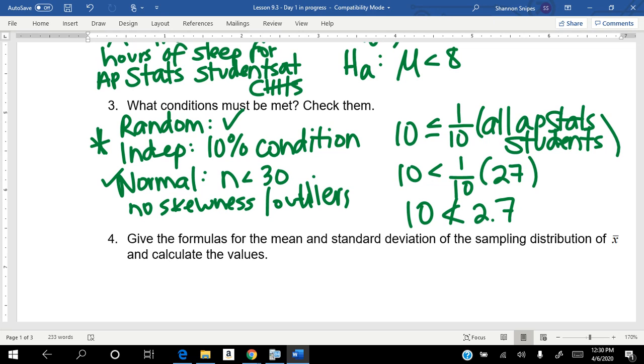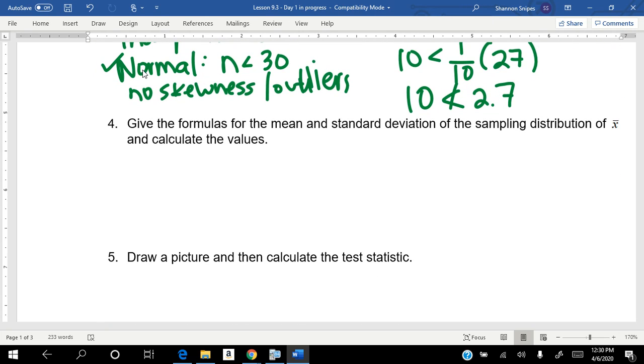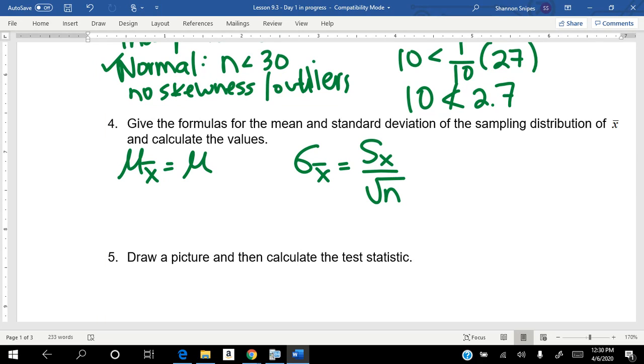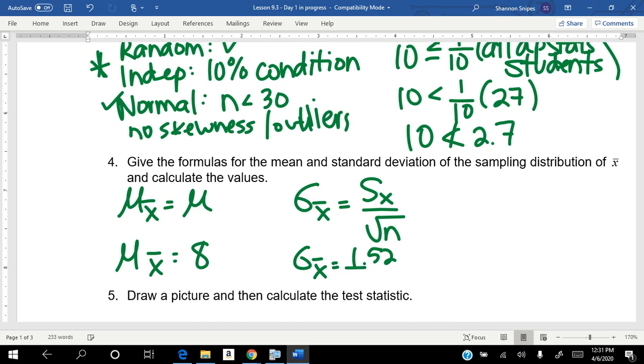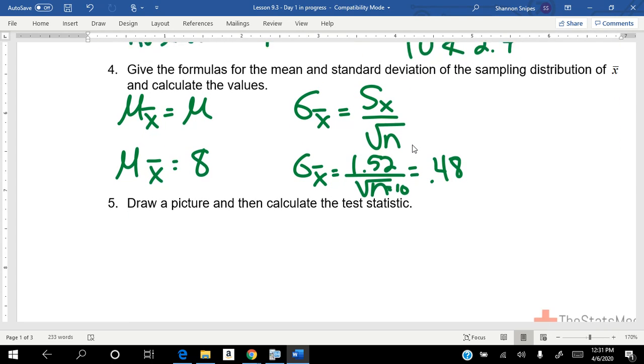All right, so the formula for the mean and the standard deviation of the sampling distribution of x bar from chapter 6: the mean of the sampling distribution is equal to mu, and the standard deviation of the sampling distribution is the sample standard deviation divided by the square root of n. So the mean of our sampling distribution is 8. And the standard deviation of our sampling distribution is 1.52 divided by the square root of n. 1.52 divided by the square root of 10 is 0.48. So this n was 10.